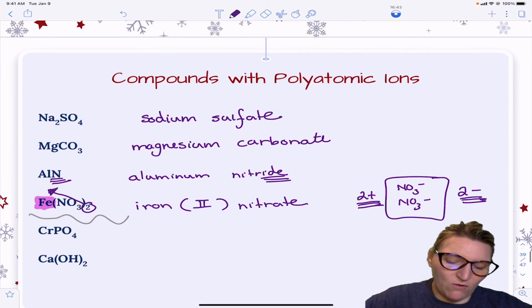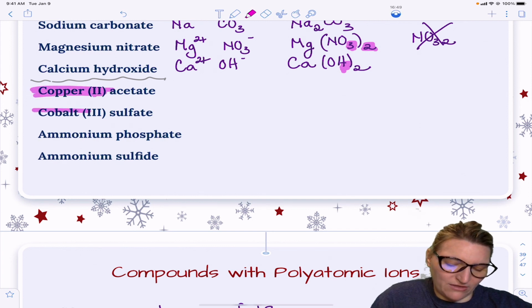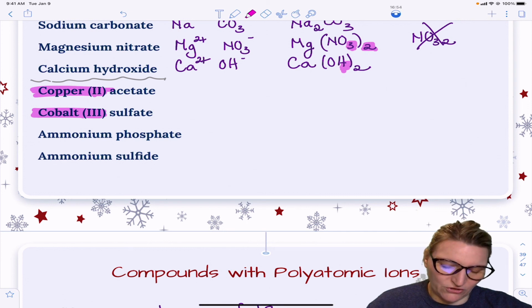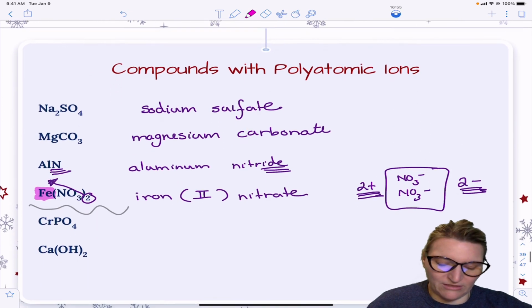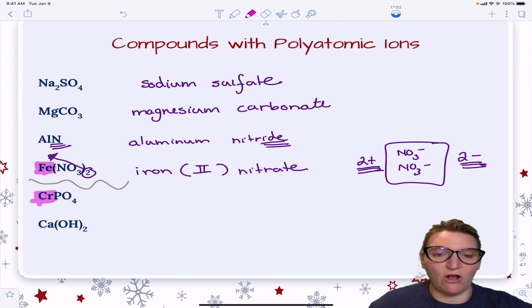So when you go and do the rest of these, remember that there's a few things that might happen. This is a transition metal. This is a transition metal. So the Roman numeral is going to tell you the charge. Think about, do I need parentheses or do I not need parentheses? In these, for chromium phosphate, you're going to have to figure out the charge on the chromium.